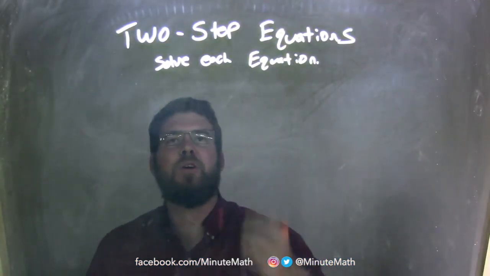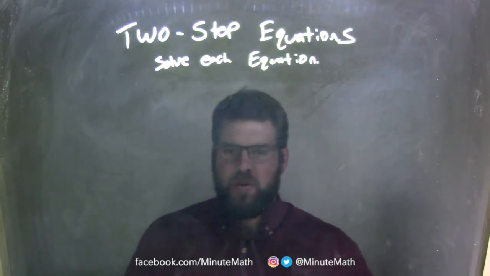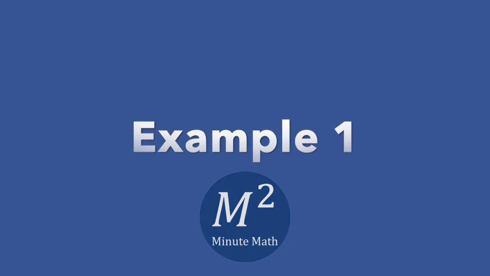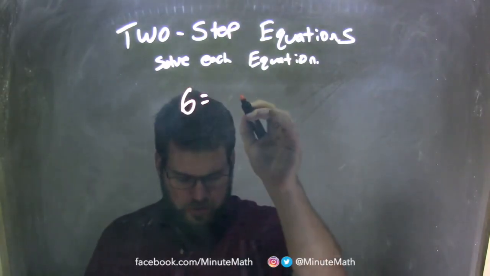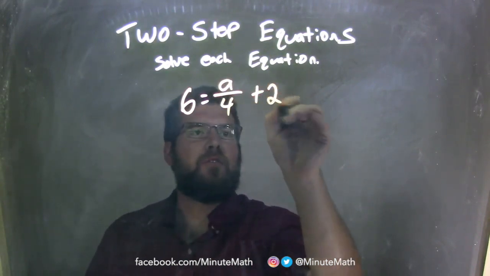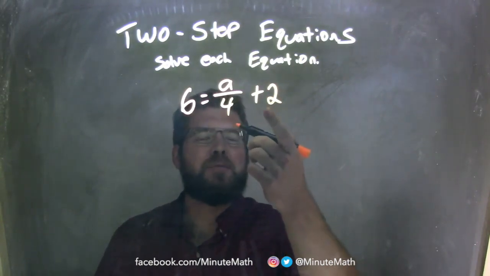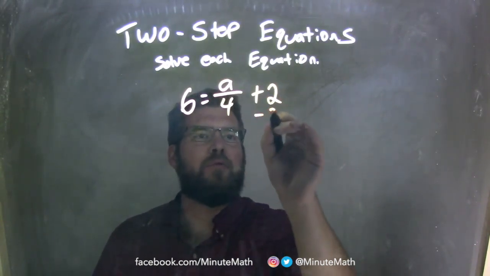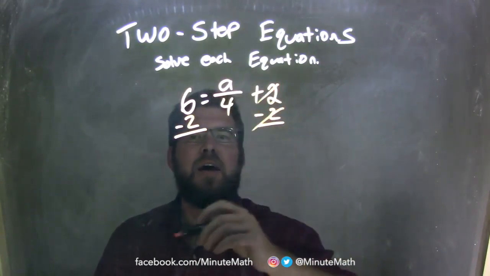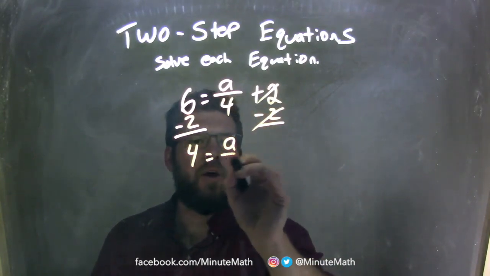And today we're going to learn about two-step equations, and we're going to solve each equation. So if I was given this equation, 6 equals the letter A over 4 plus 2. Well, my first step to get A by itself is I want to subtract the 2. You see a plus 2, I want to subtract the 2 to both sides. What that does is cancel out the 2's here, and we're left with 6 minus 2, which is 4. So we have 4 equals A over 4.